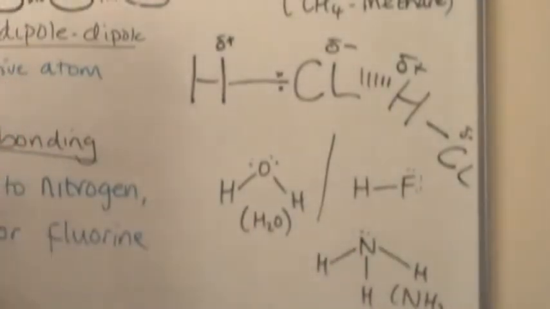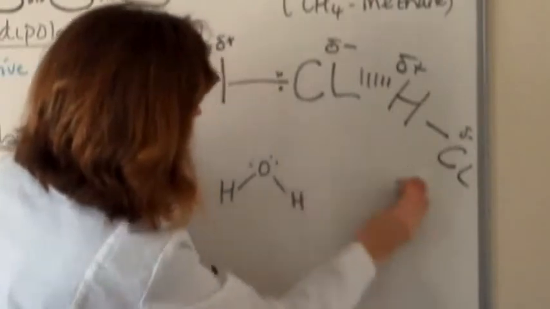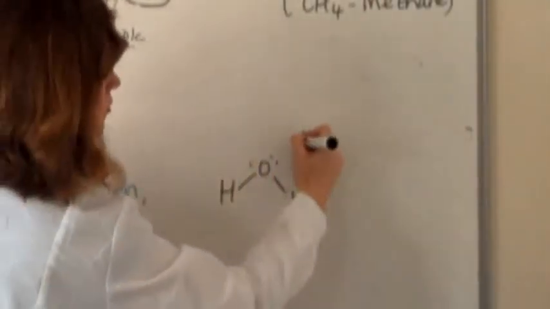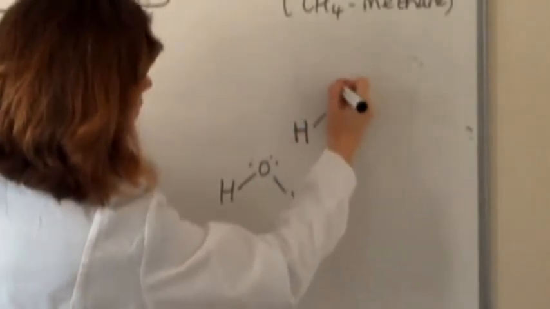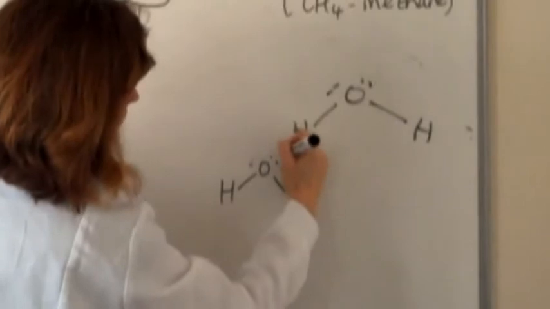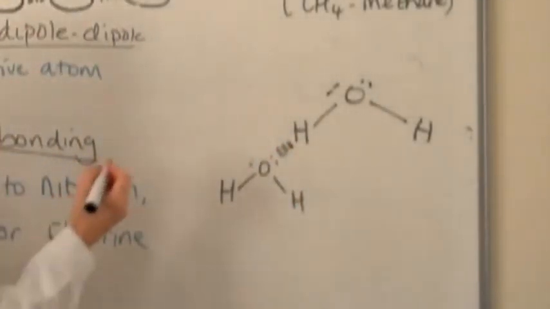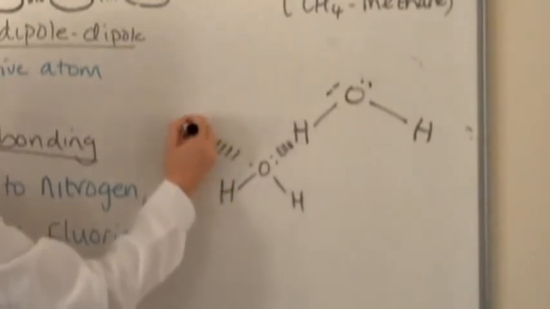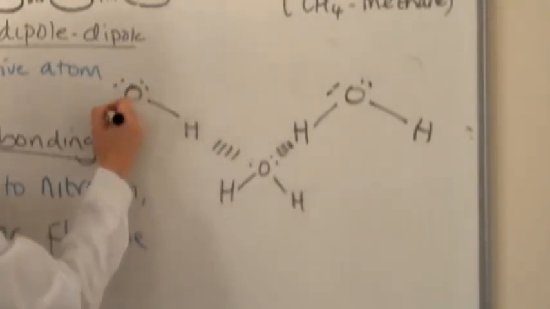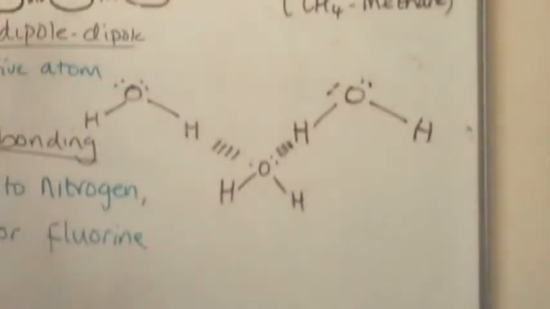So in these cases, if we use the water as an example, what we end up seeing is that the hydrogen bond will form here, you see? And it'll also form here, if you imagine another molecule of water coming up. So it's actually forming between the lone pairs of electrons on the oxygen atom.